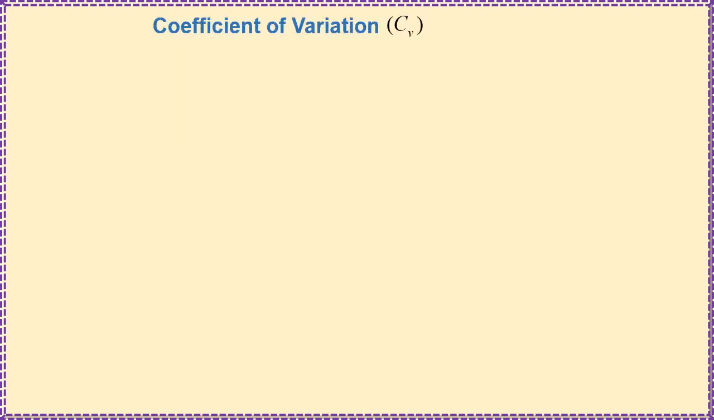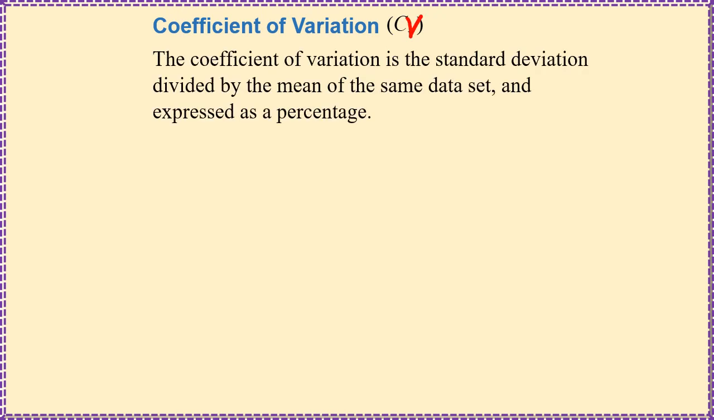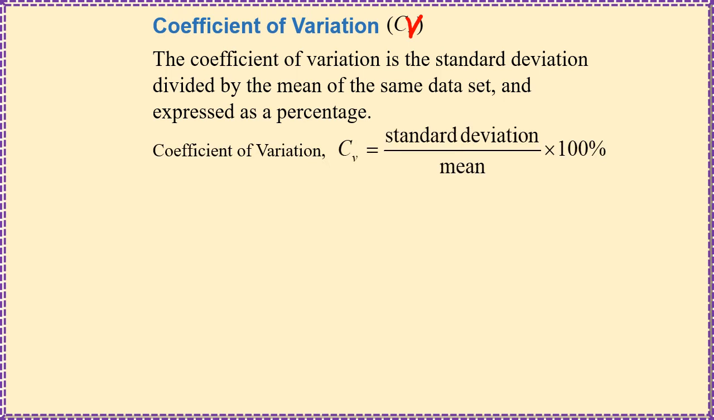Lastly, coefficient of variation. After we learn about the measure of central tendency and measure of dispersion, we need to use this coefficient of variation. It should be CV, capital V, not small v. The coefficient of variation is the standard deviation divided by the mean of the same data set and expressed as a percentage. So CV equals standard deviation divided by mean multiplied by 100%. We already found the standard deviation and the mean, so just divide and multiply by 100%.